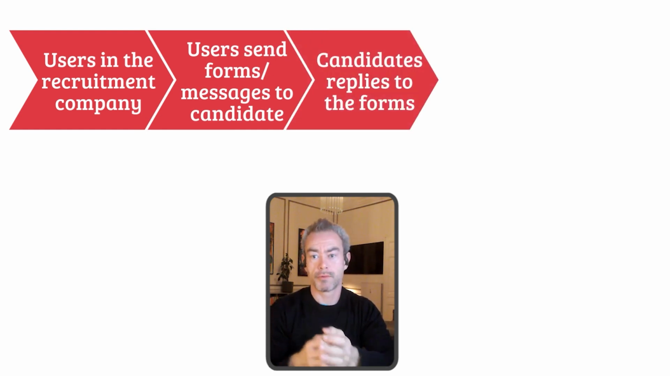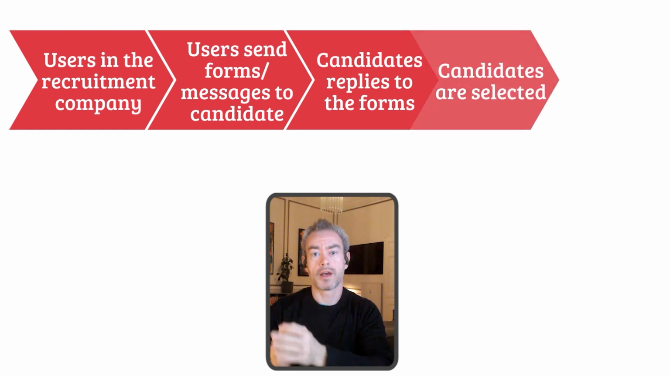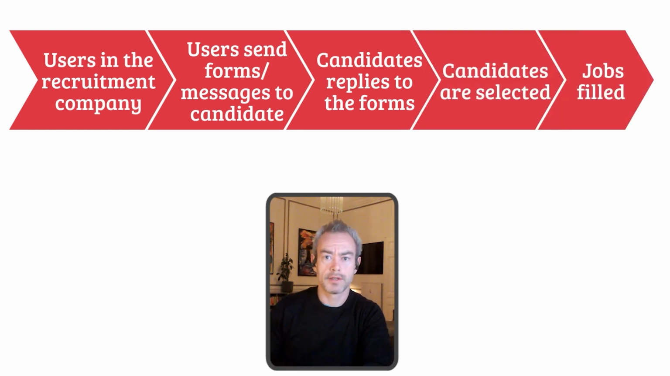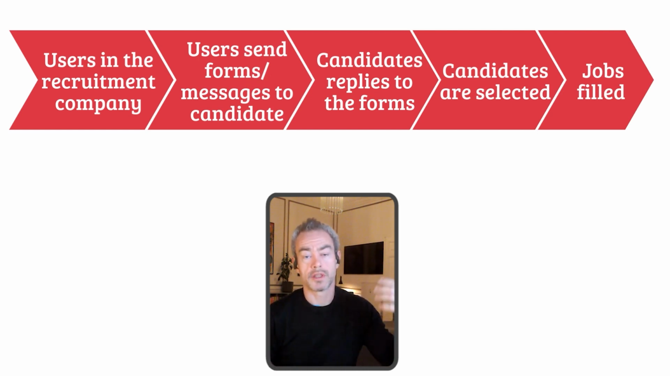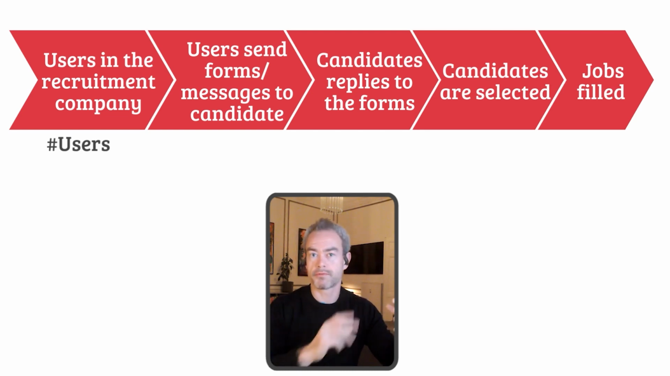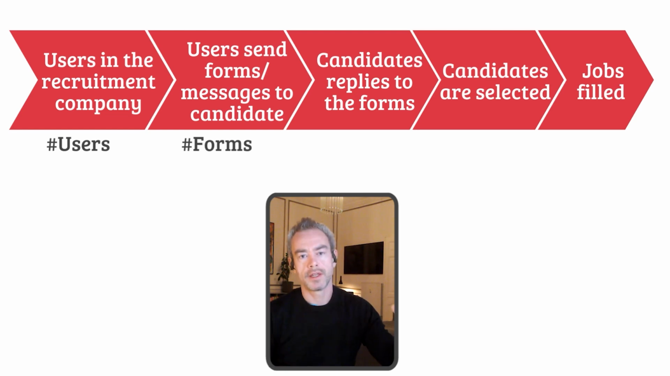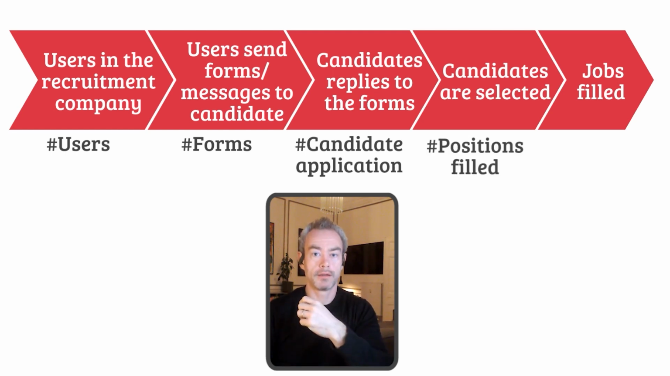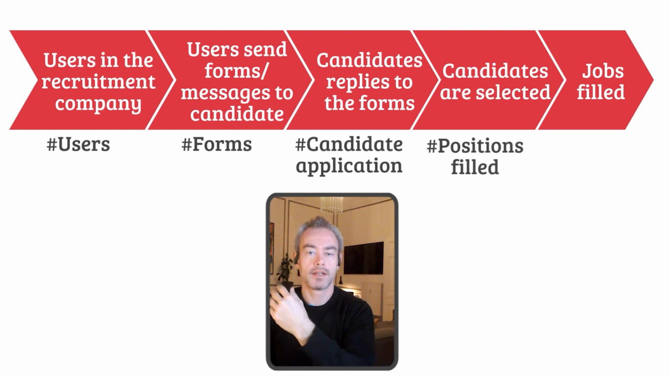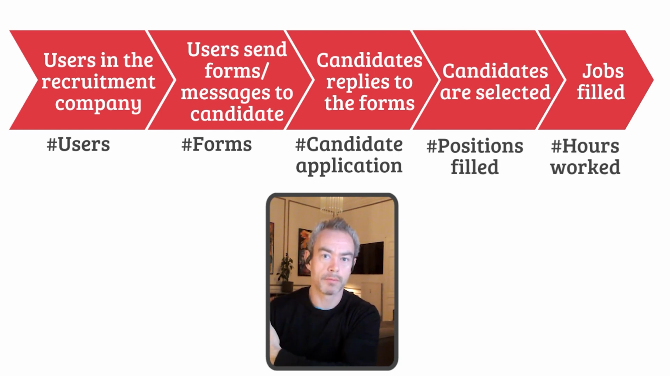And then the candidates reply to some of them, and some of them even apply to jobs. Jobs are then filled, and then hours are worked, and then the recruitment companies make money, right? So this is another example of a value chain process where in the beginning we have users of a particular piece of software that generate forms and prompts and surveys and so forth. And then we have the actual applications, number of forms, number of prompts, number of surveys that are then filled by number of candidates and then ends up in filled positions that ends up in hours worked, of which the recruitment companies take a cut.